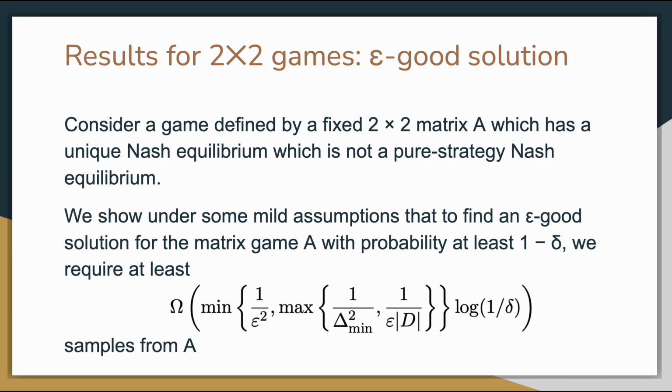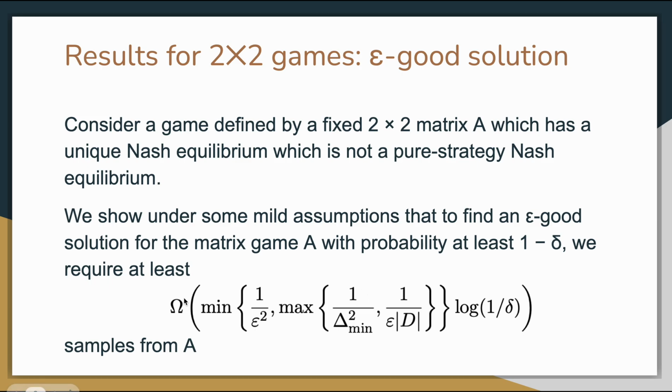Now we present our results, first for 2x2 games. Suppose the matrix that you're considering has a unique Nash equilibrium, which is not a pure strategy Nash equilibrium. Then under some mild assumptions, we can show that if an algorithm wants to find an epsilon good solution with probability at least 1 minus delta, then it should sample at least these many entries from the matrix. Like it should take these many samples from the matrix.